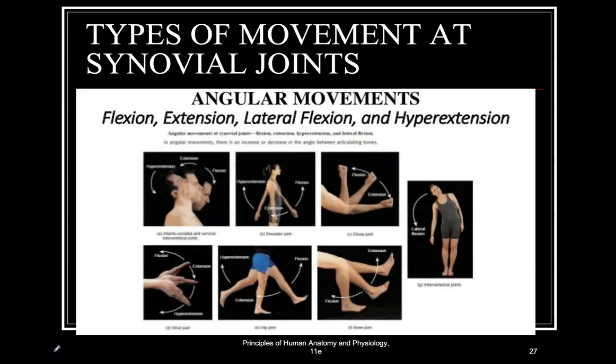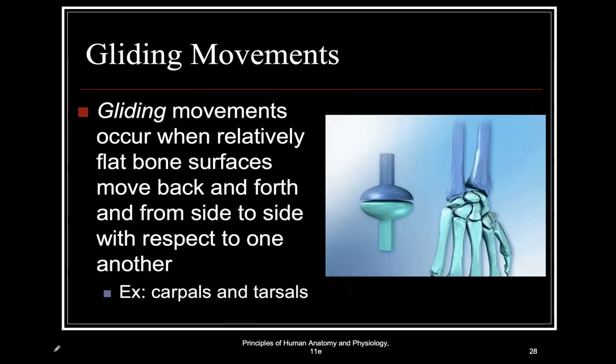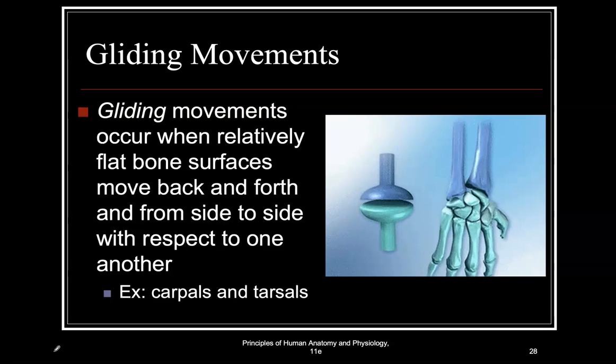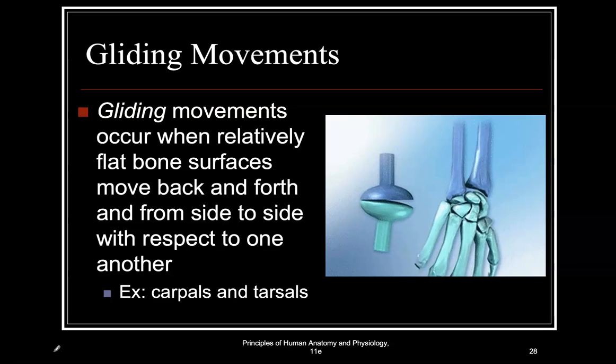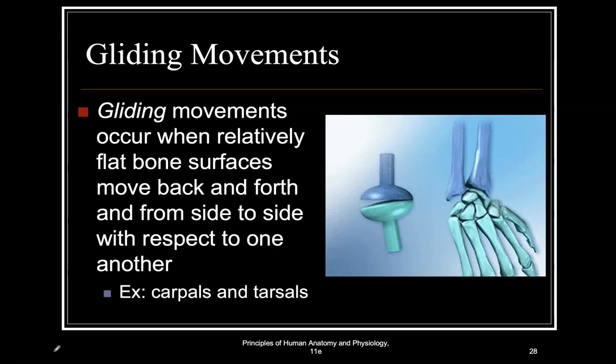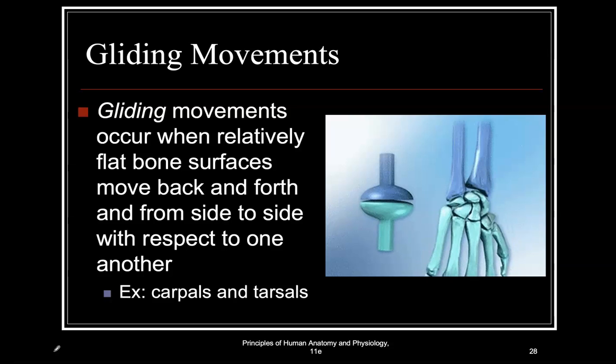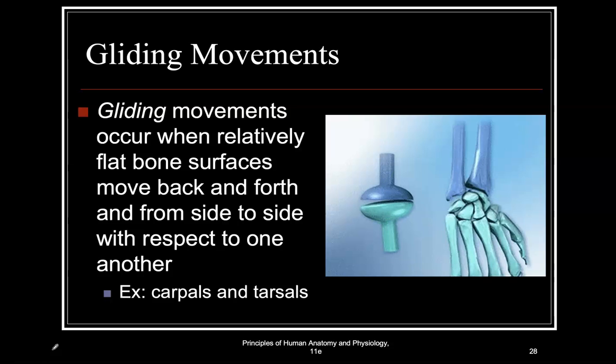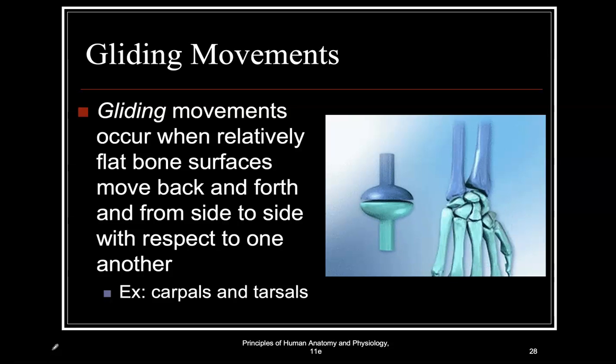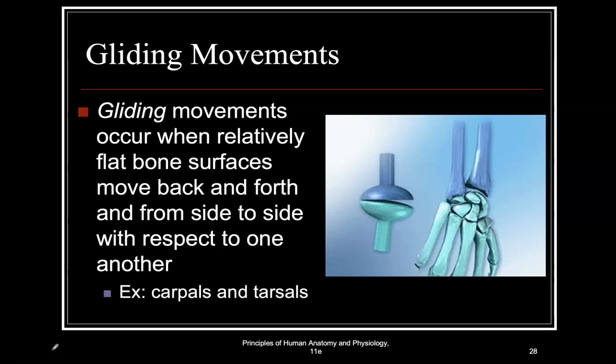There we go. So types of movements at synovial joints. We're going to get all different types of movements at our synovial joints. And again, it's just going to be dependent upon that particular synovial joint. So we can get gliding movements, and gliding movements occur just like this here in the wrist, when you have relatively flat bone surfaces that are going to move back and forth against each other or from side to side.